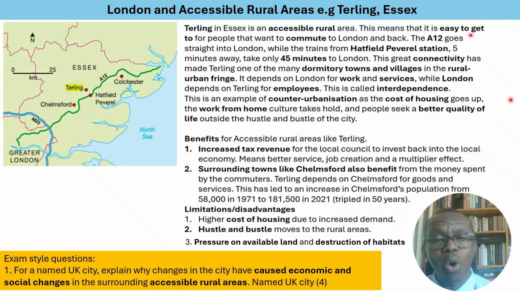Now, what are the disadvantages? Now there's going to be higher cost of housing because the demand for housing in Terling is going up. Then it means that the supply is going to be a lot lower, and that will drive the prices up. Then the hustle and bustle of the city moves into Terling, which was a quiet place originally. Then there will be pressure on available land as it's required for more building. And we know that as more of that land is being built on, then habitat is likely to be lost, meaning that the ecological sustainability of such areas is likely to be put in jeopardy as well.